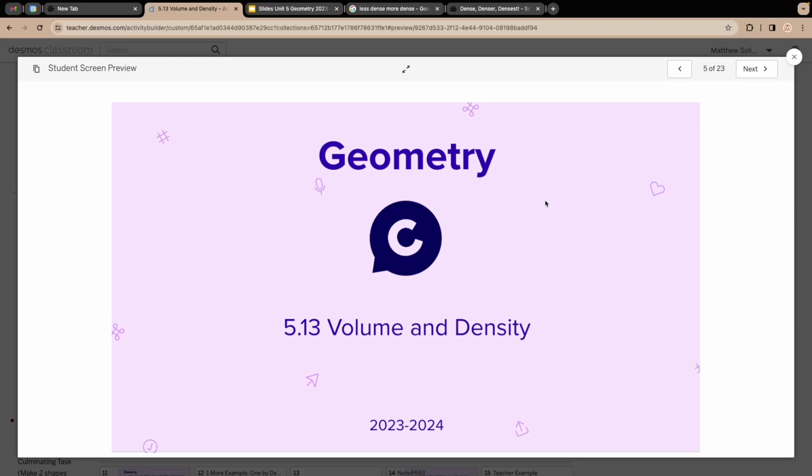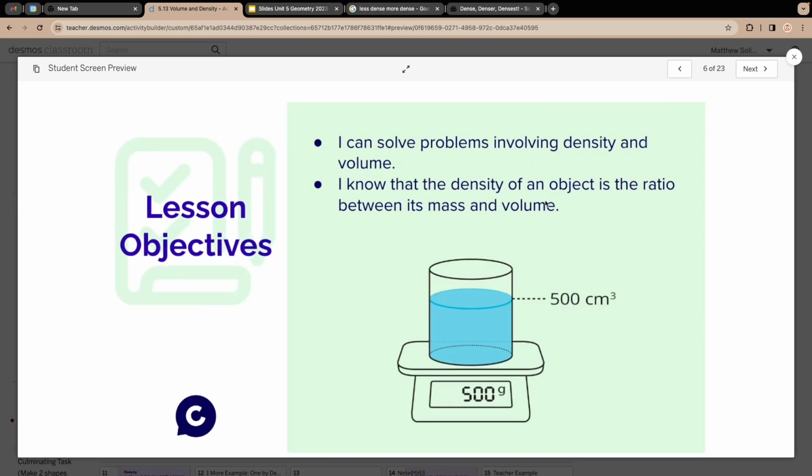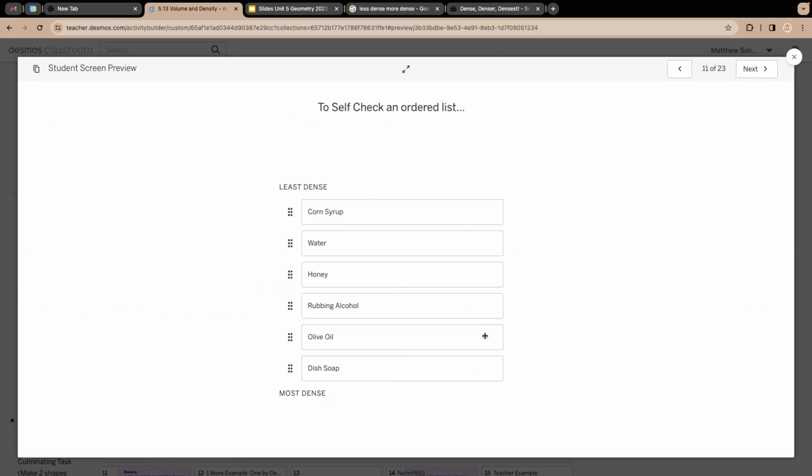If you missed class today or need a little help, we talked about volume and density. Maybe you've seen the word density before in science class. One way to think about density is the amount of weight or mass in a certain amount of space. So let me show you what I mean by this.